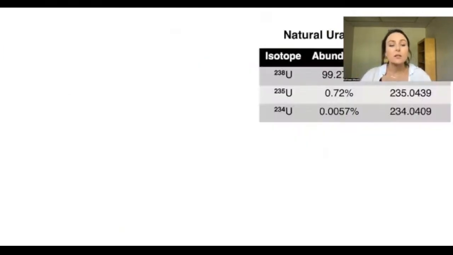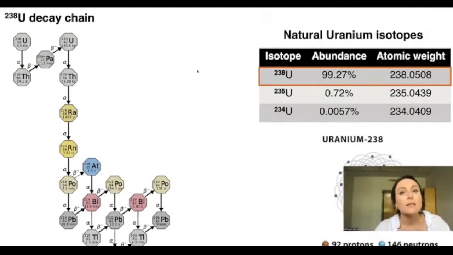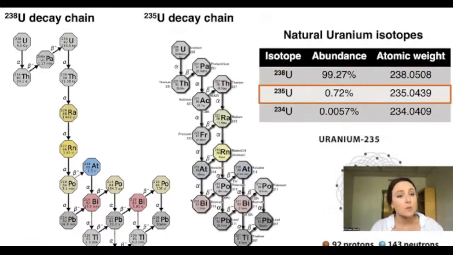So let's look at the three main naturally occurring uranium isotopes. The first being uranium-238, which has a whopping abundance of 99%. Uranium-238 has a half-life of about 4.5 billion years, which is roughly the age of our Earth. It decays through a series of intermediate daughters, making its way all the way down through the decay chain to lead-206, which is stable.